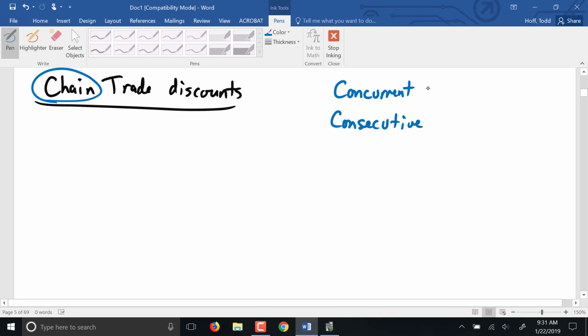Concurrent means they happen at the same time. Concurrent would make life really easy here. If we had a chain discount, let's say a 9-4, that notation means a 9% discount and a 4% discount. So two trade discounts. A concurrent discount means they would happen at the same time. We would just do 9 plus 4 equals 13, and that'd be a 13% discount.